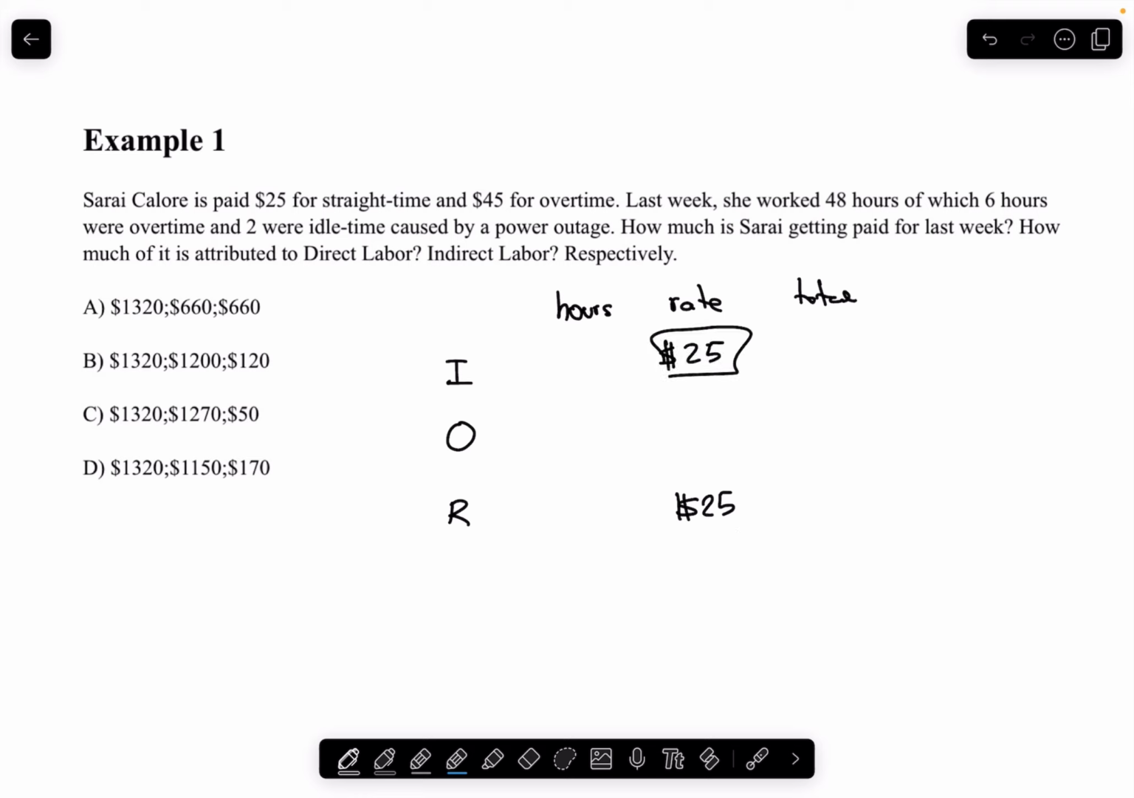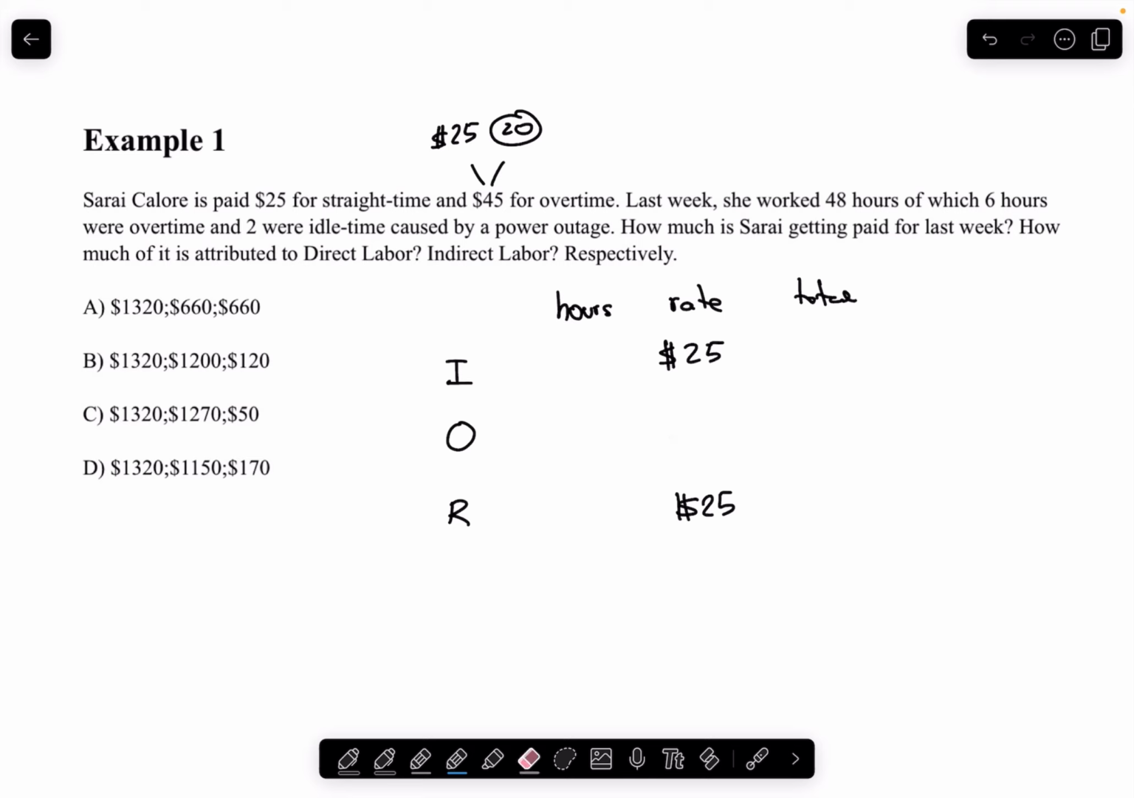So if this number is 25, then this one is also 25. So we're getting paid a $25 rate for our idle time as well. And then we're getting paid $45 for overtime. The thing here is this is not what you're getting paid. What you're getting paid here is actually in excess of the rate for your regular time. So you take your regular time rate, and then what they're paying you in excess of that, that's your overtime. So if you do 45 minus 25, you get the remainder, which is 20.